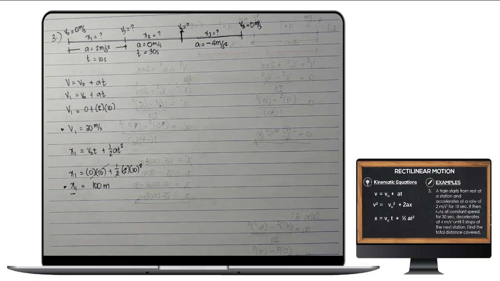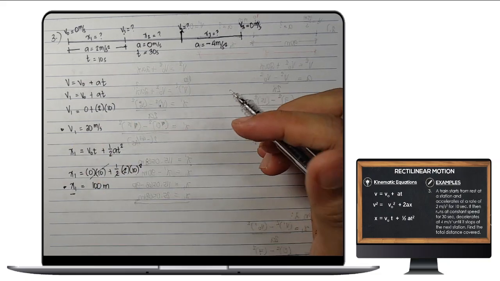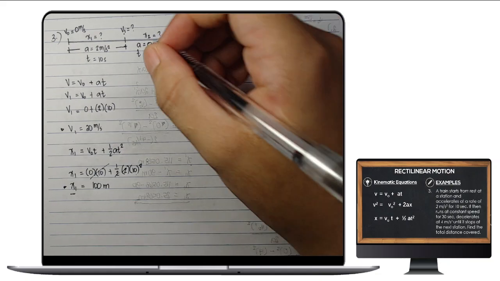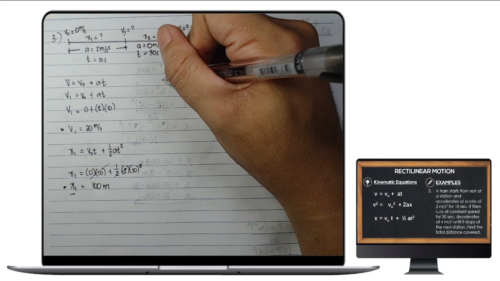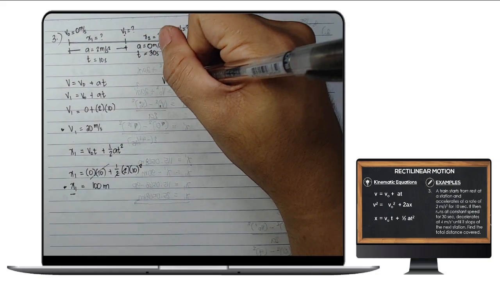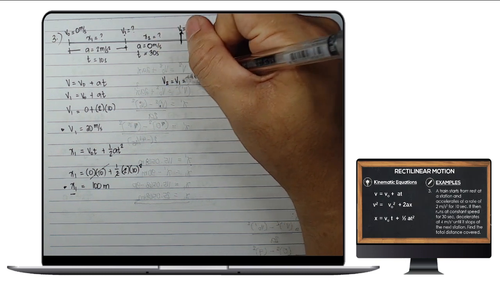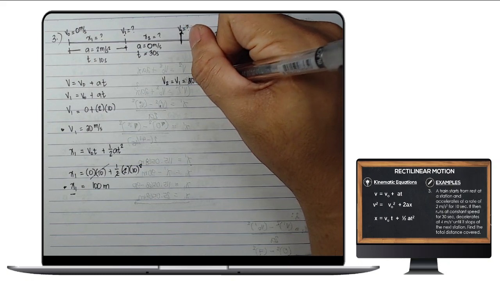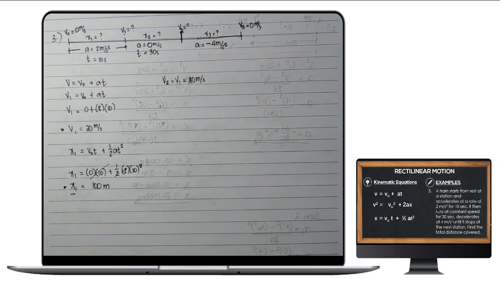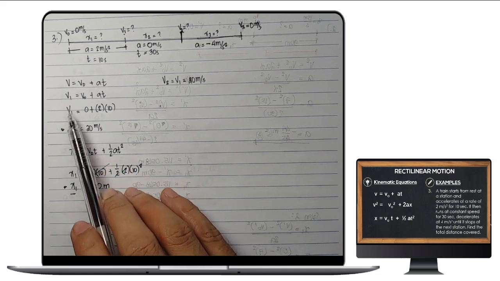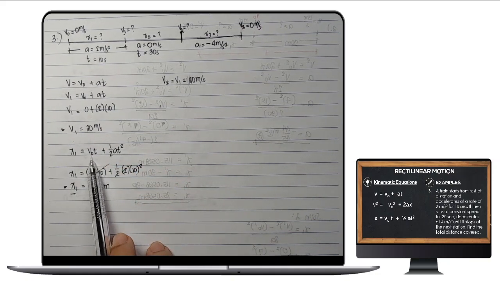Okay? So for the second leg, it runs at a constant velocity. Therefore, the acceleration is 0, and the initial and the final velocity are the same. That is simply both 20 meters per second. Okay? So we have the initial velocity.